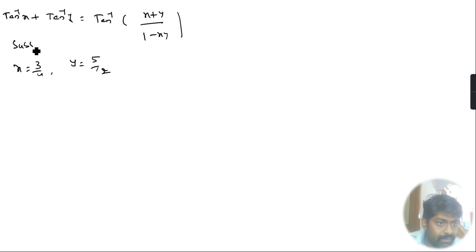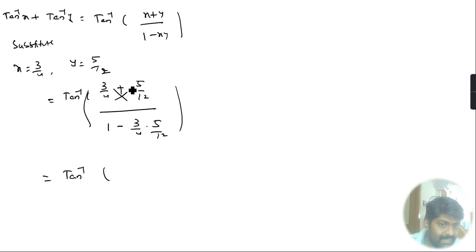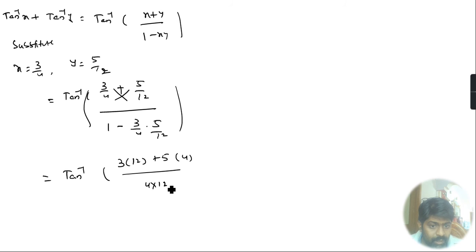That is substitute. Therefore, that is tan inverse of 3 by 4 plus 5 by 12 divided by 1 minus 3 by 4 into 5 by 12. For easy simplification, we do the cross multiplication. We get 3 into 12 plus 5 into 4 divided by 4 into 12, over 1 minus 3 into 5 by 4 into 12. This is the easiest method to simplify this one.